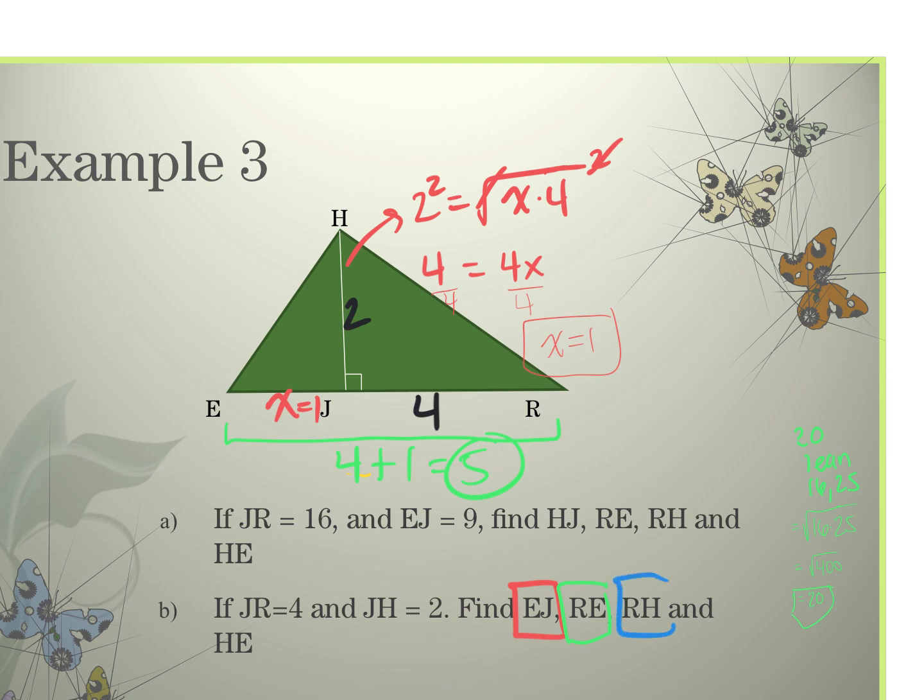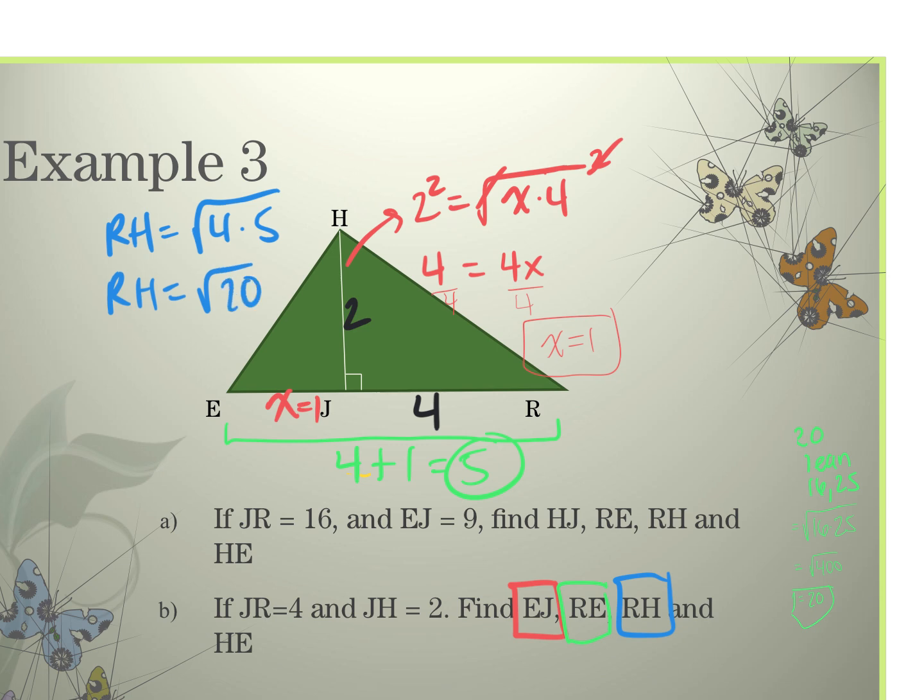RH. Any takers? John. Ah, very good. The geometric mean of 4 and 5. So we're going to say that RH is the square root of 4 times 5. What is 4 times 5, peeps? It's the square root of 20.